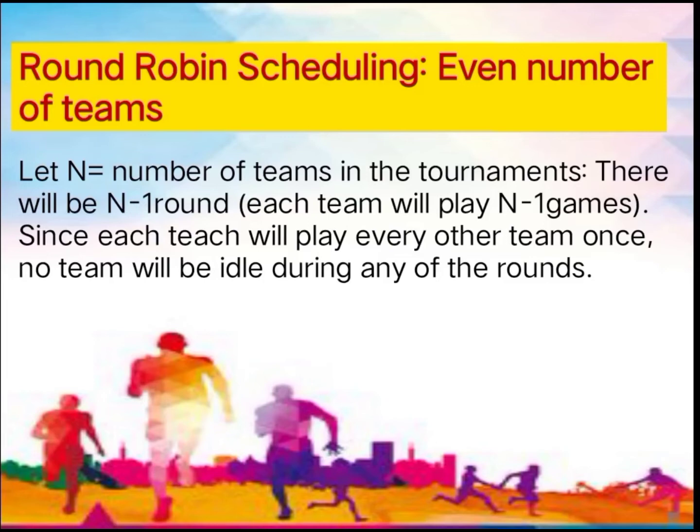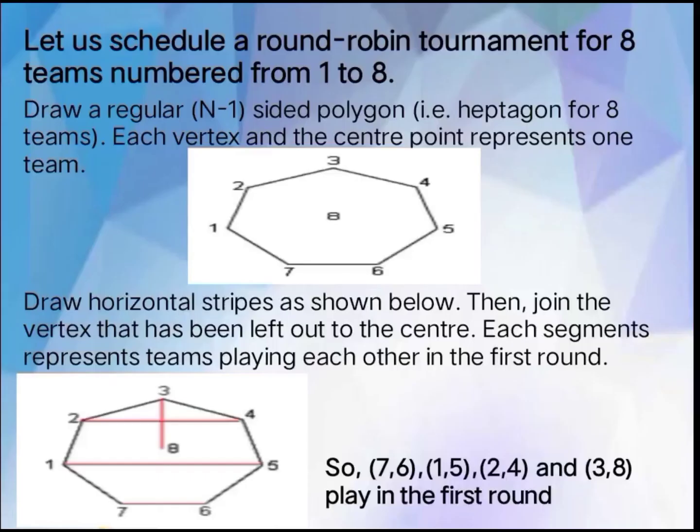Round robin scheduling for an even number of teams. Let n be equal to the number of teams in the tournament. There will be n minus 1 rounds. Each team will play n minus 1 games. Since each team will play every other team once, no team will be idle during any of the rounds. So, here are the examples.